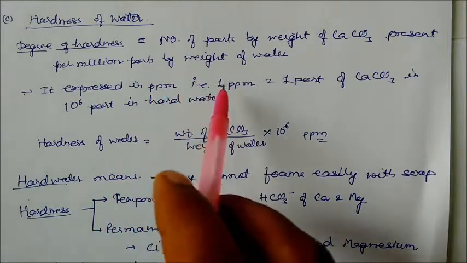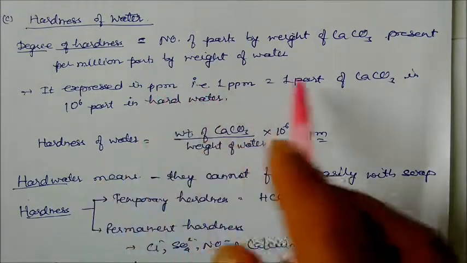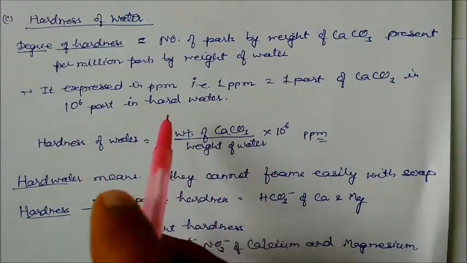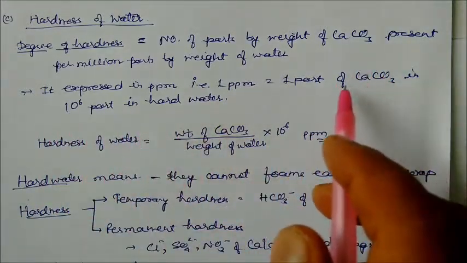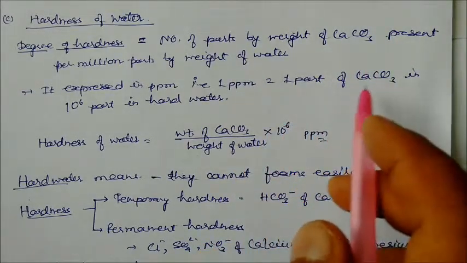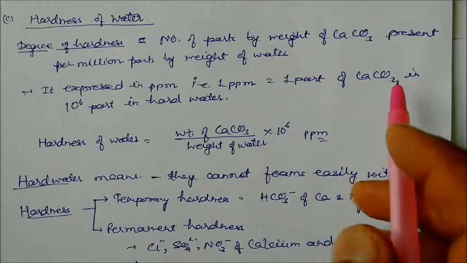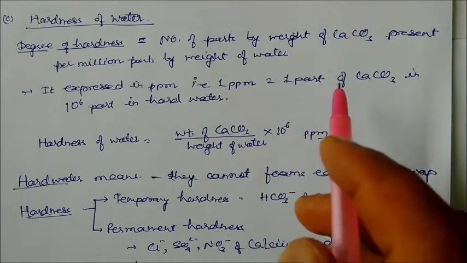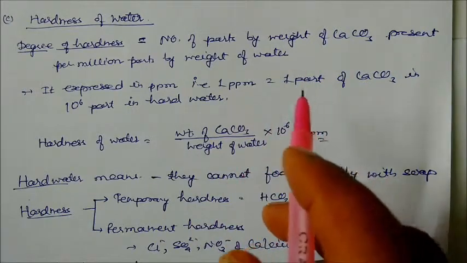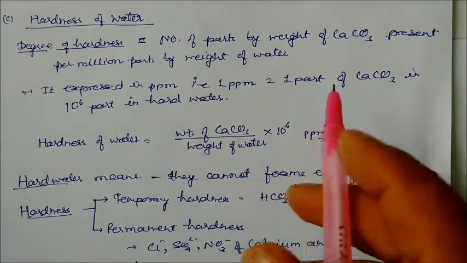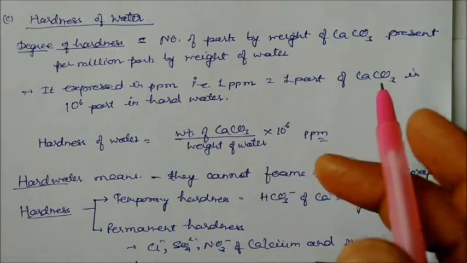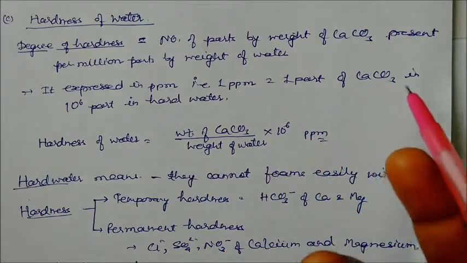Suppose 1 ppm: 1 part of calcium carbonate by weight is present in 10 to the power 6 parts of hard water. We can take any salt, but we measure in terms of calcium carbonate. Why calcium carbonate? Because it is very easy to calculate the hardness. If you take anything like magnesium chloride or magnesium sulfate, you take the moles of magnesium sulfate and convert them into calcium carbonate by multiplying by 100.